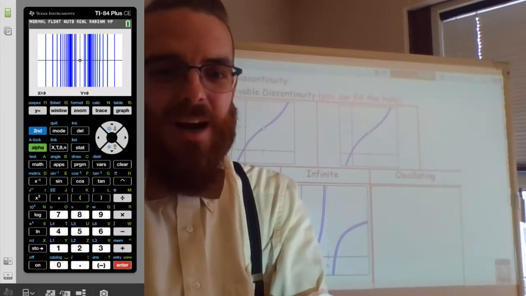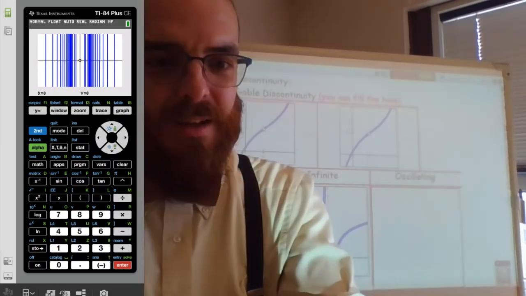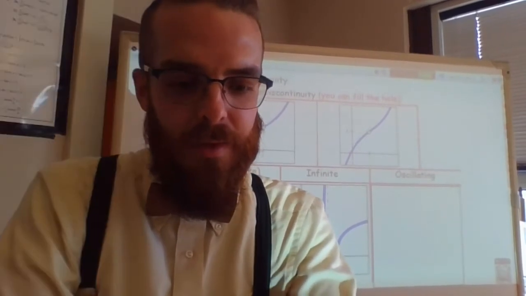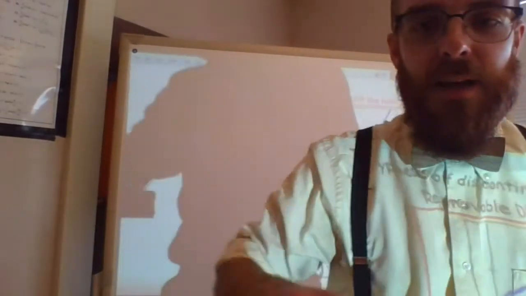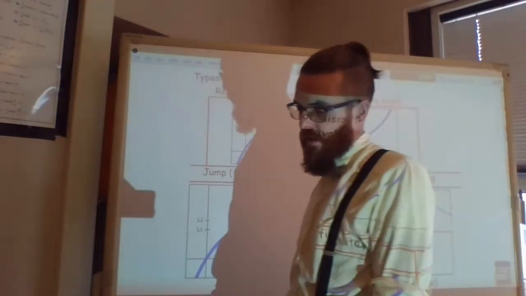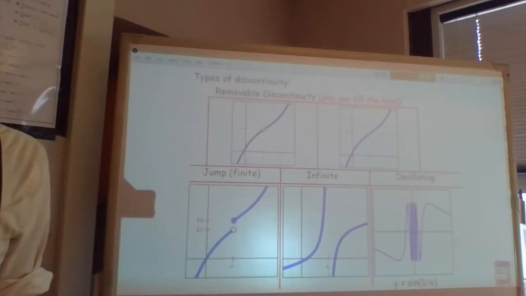So that is called an oscillating discontinuity, which is, in my humble opinion, which I don't know which side of that debate you guys land on, whether it's my honest opinion or my humble opinion, but in whichever type of opinion I have, the oscillating discontinuity is the most difficult to see.